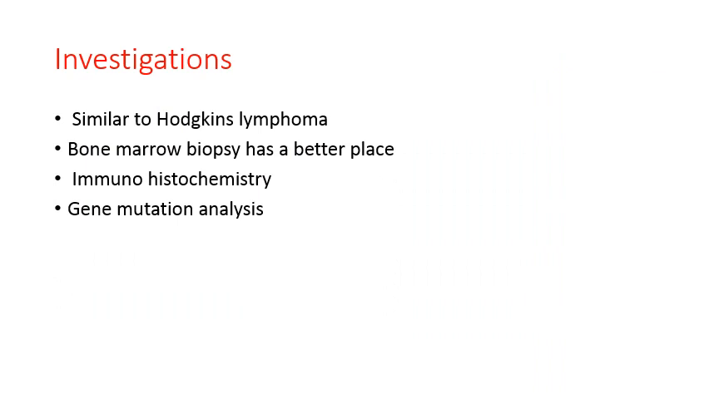Now investigations. Investigations are similar to Hodgkin's lymphoma, but the bone marrow has a better place as there is an early involvement of the bone marrow. And because, as you have seen, there are so many types of T cells, B cells, and also groups of these lymphocytes, immunohistochemistry is an important investigation. Since some genetic disorders are associated with non-Hodgkin's, gene mutation analysis is also important.